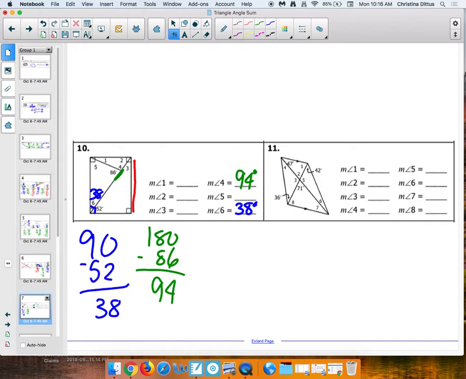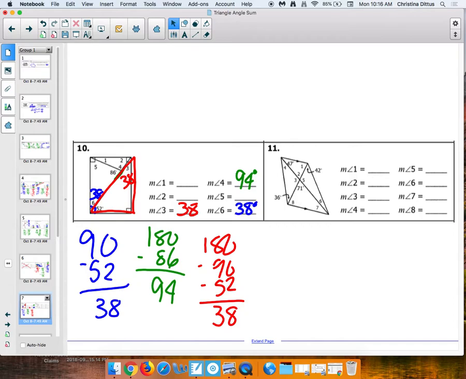I've got a triangle. So 180 minus 90 minus 52, and I'm left with 38. So angle 3 is 38. What? I thought it was 45. No, it's not bisected. Angle 2 is 52, because it's alternate interior. Also, you can take 90 minus 38 and you get 52 again. So angle 2 is 52.